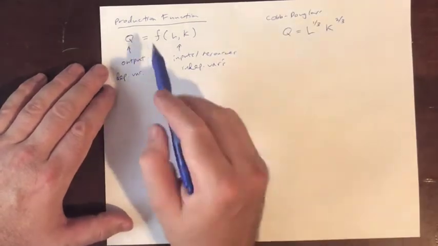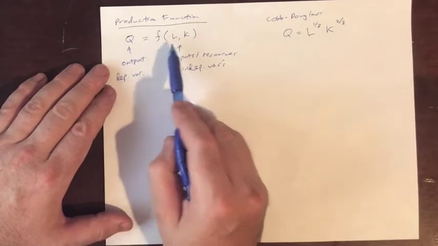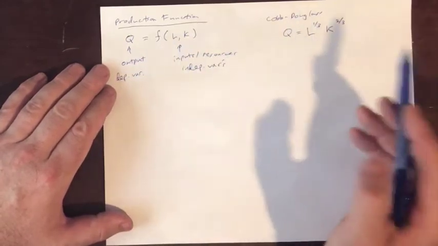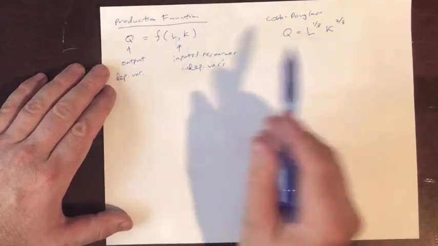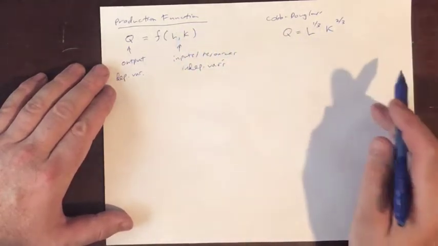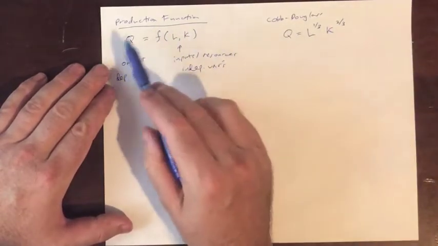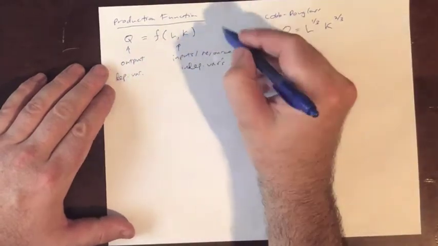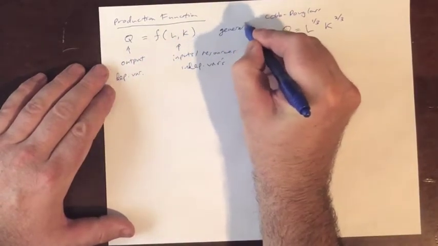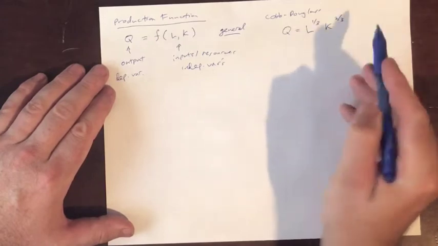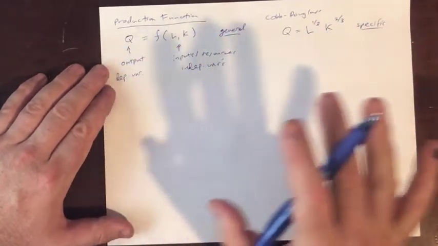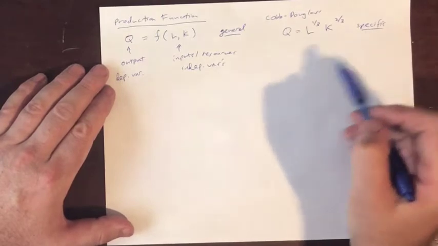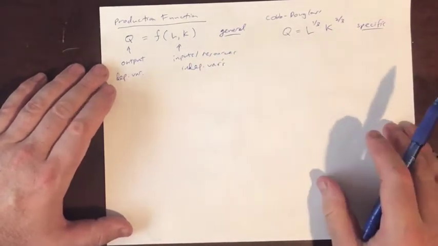So the point of this is, whatever our function is, it doesn't have to look like this, but this is just an example. There's really an infinite number of different functions that can fit into this format. What I've done here is give you the general form, versus this example, which is a specific form. The specific form is going to depend on whatever it is that we're producing.